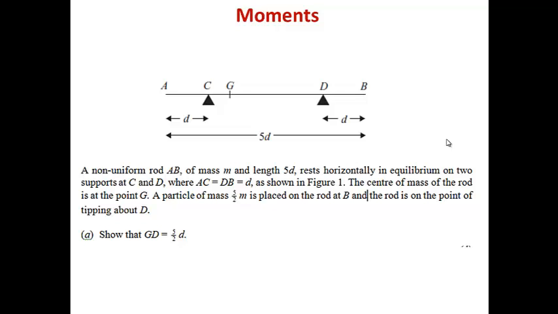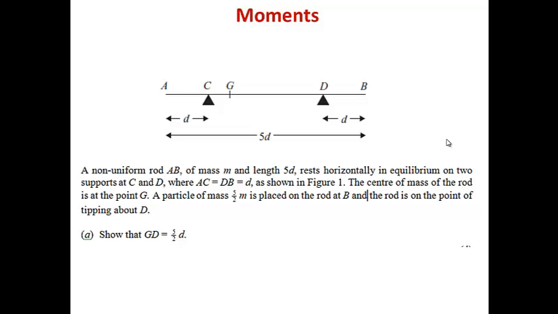Now let's look at a moments question. Here we have a non-uniform rod AB of mass m and length 5d resting horizontally in equilibrium on two supports C and D, where AC equals DB equals little d, as shown in the diagram. The centre of mass of the rod is at the point G.